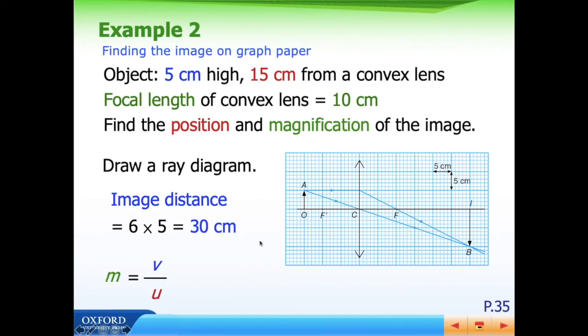Now, since we already know the position of the image, we can calculate the magnification. Now, our magnification is equal to 2. Since our magnification is equal to 2 and 2 is greater than 1, therefore our image is magnified. And that is exactly how we use the concept of magnification.